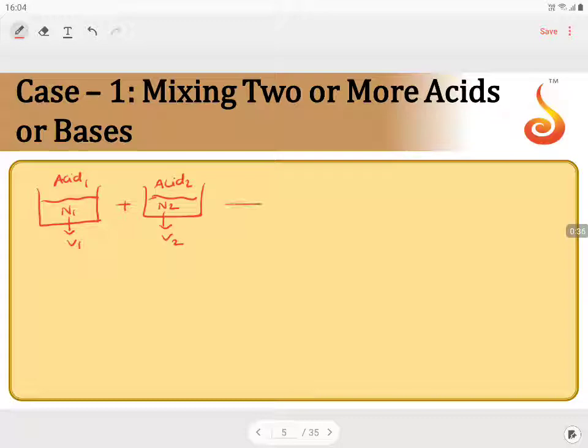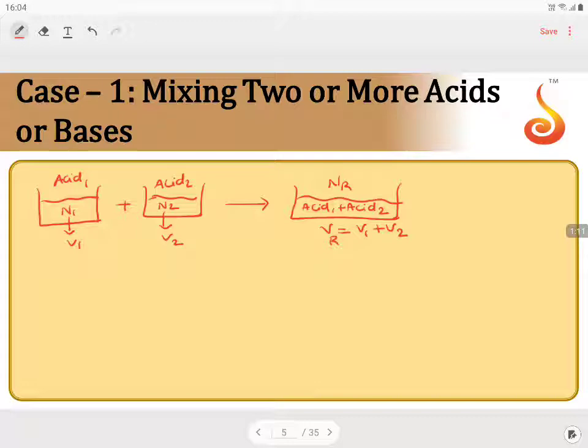If they are added to each other, so acid 1 plus acid 2, now collectively the total volume of the solution becomes V1 plus V2. This is your resultant volume, and let Nr be the resultant normality of the solution. What is the relation between resultant normality to the normality of individual solutions when two acids are added to each other or two bases are added to each other?